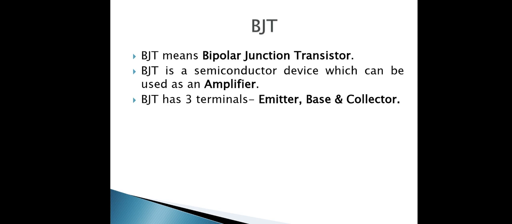So when we talk about BJT, we just try to know the terminals of a BJT. For a BJT, we see three terminals: emitter, base, and the collector.